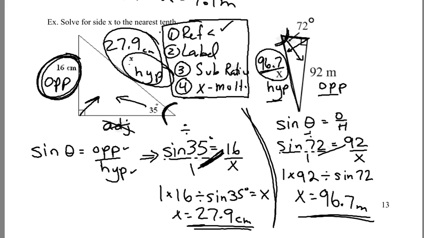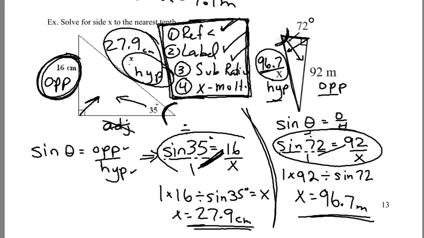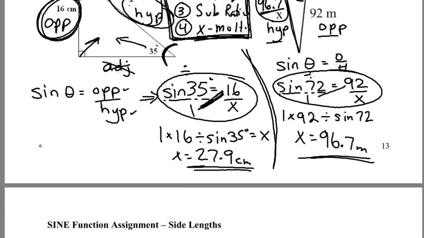These 4 steps are going to become repetition. You should get sick and tired of thinking about them, but that's what helps you. Always identify the reference angle. Label the sides, opposite, hypotenuse, adjacent. Substitute into the ratio. Sine theta is opposite over hypotenuse. And to find a side length, we're always cross multiplying to find it. So that's our last step, to find a side length.